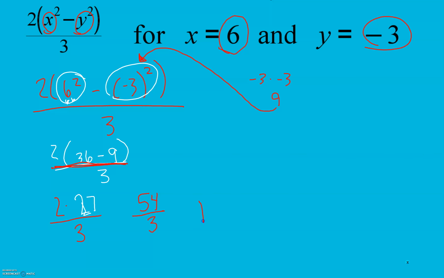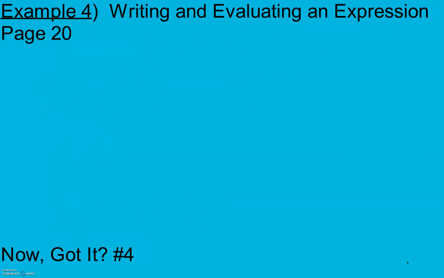Example 4 says, in football, a touchdown is worth 6 points, an extra point kick 1 point, and a field goal 3 points. What algebraic expression models the total number of points a football team scores in a game, assuming each scoring play is one of the 3 given types? Suppose a football team scores 3 touchdowns, 2 extra point kicks, and a field goal. How many points did the team score?